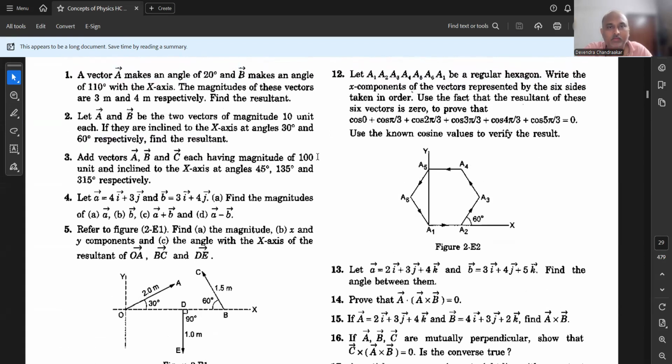Can you guys see this page? All of you? If you can see this page, solve the first question. Question number 1. All of you do this quickly.